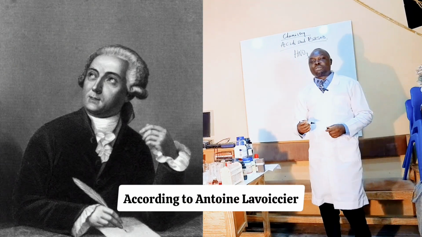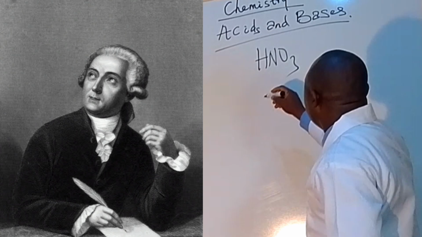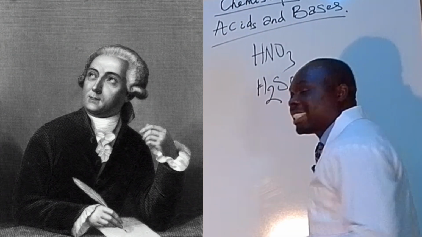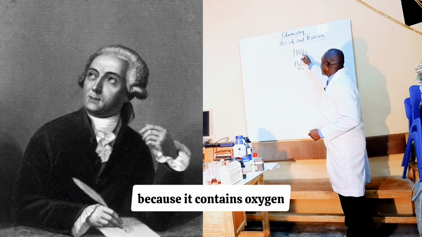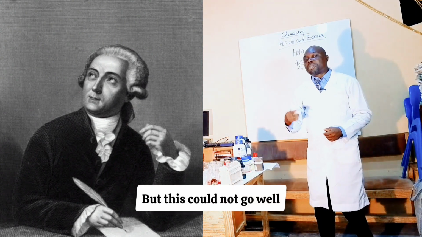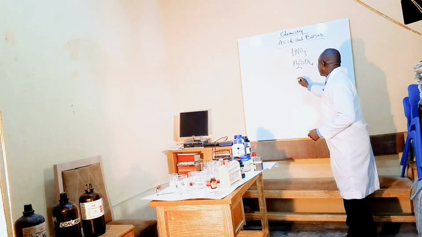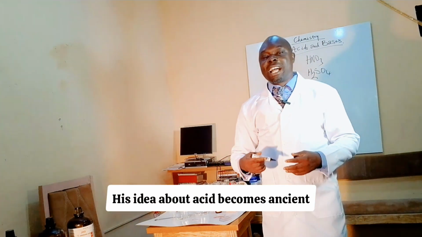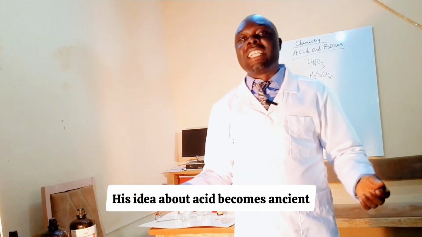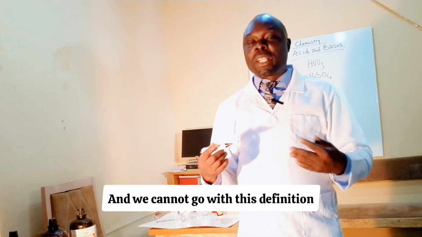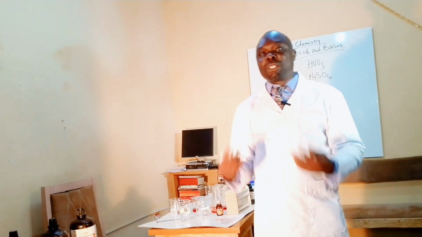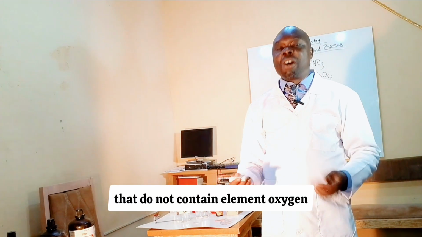According to Antoine Lavoisier, H2SO4 is an acid because it contains oxygen. But this could not go well with an acid like HCl. So because of this, his idea about acid becomes ancient, and we cannot go with this definition. Why? Because there are some acids that do not contain the element oxygen.